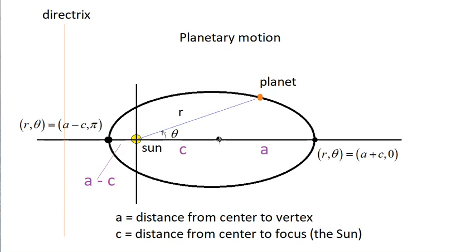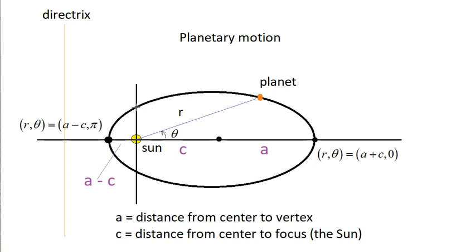This is the center of the ellipse. Let's call the distance from the center to the vertex, just like before, A. And just like before, let's call the distance from the center to the focus, or the pole, or the location of the Sun in this case, C. The distance from here to here is C, and then from the center to the vertex is A. And so when the planet is at this point right here, r, the distance from the Sun to this point, will be C plus A, or A plus C. And this is when the angle theta will be 0.